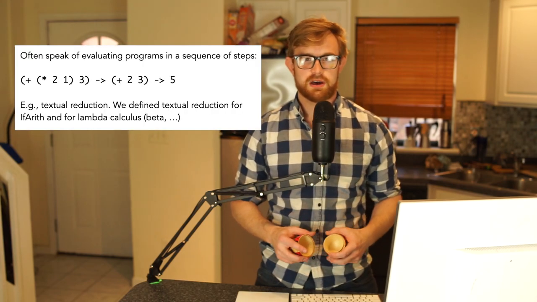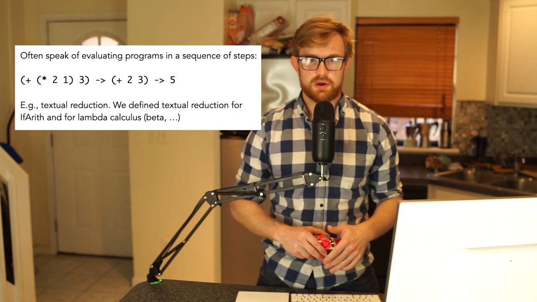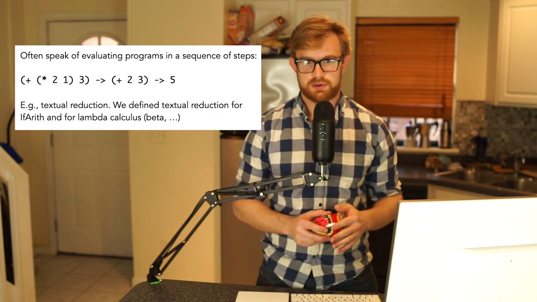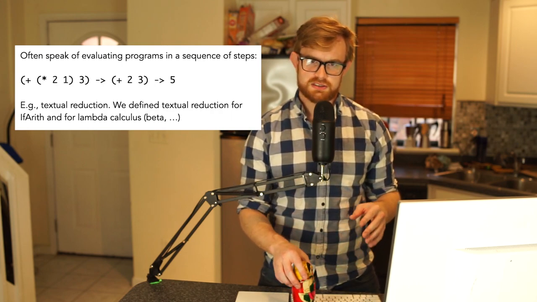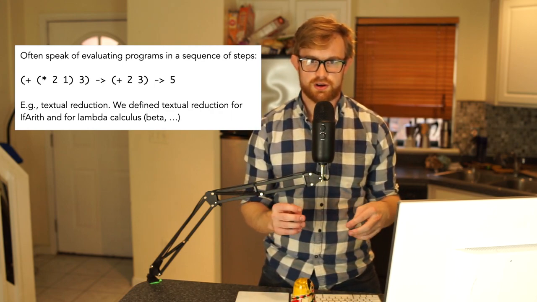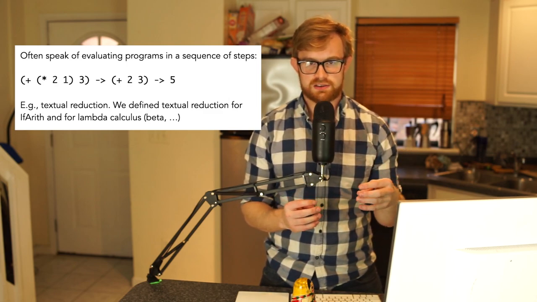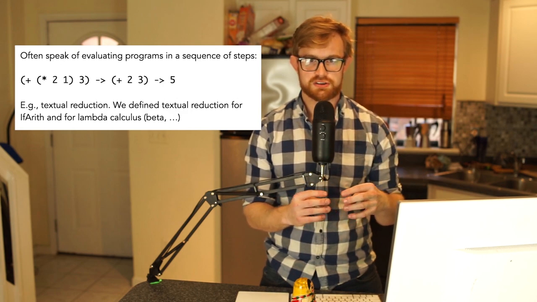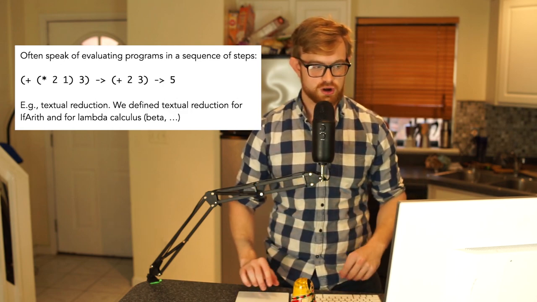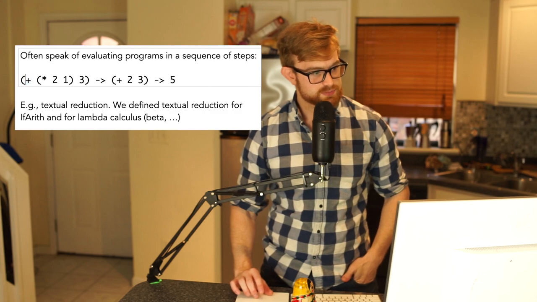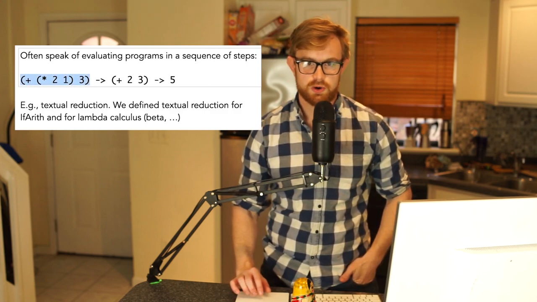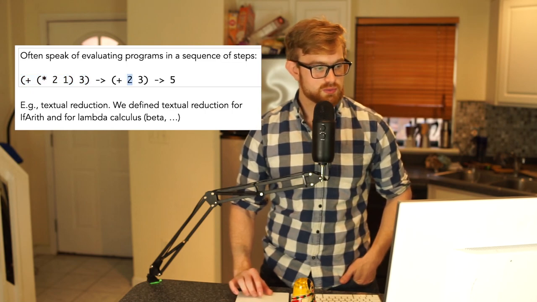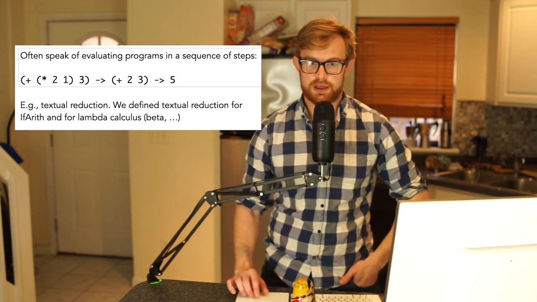Now, often when we talk about evaluating a program, we think about evaluating it in a set of steps, and we usually apply something like a reduction relation. If you remember, the standard formulation was that we had some term, we identified the proper redux, or reducible expression, we dove down into the term, we performed the reduction, and then we came back out and reassembled the term. So for example, we might have this expression, 2 plus 2 times 1... we would reduce 2 times 1 to 2, and then we would reduce the entire expression 2 plus 3 to 5.